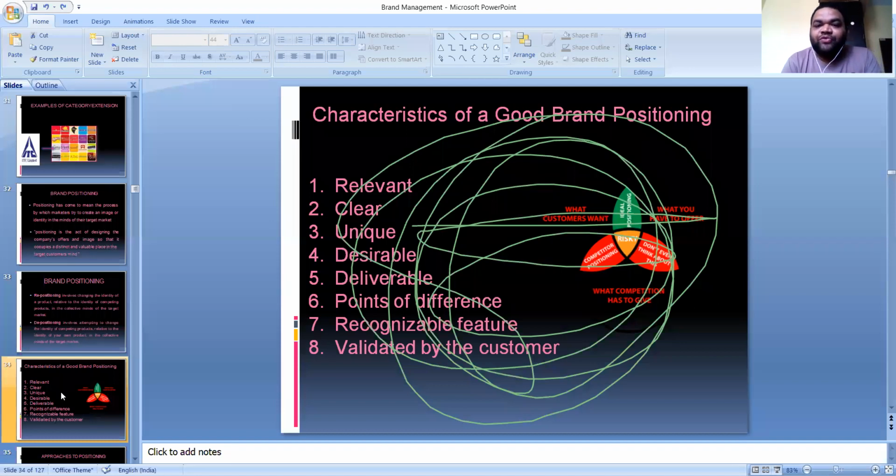Characteristics of a good brand positioning. What do we mean by that? Here we have a figure representation: what customers want, what you have to offer, and what competition has to give. These three are very important while designing the brand positioning. I have already said what customers want. The second thing is what you have to offer, and then what the competition has to give. You have to satisfy the customers' wants by offering something different from your competitors so that you can face the competition.